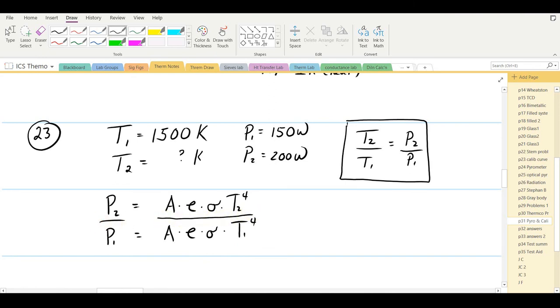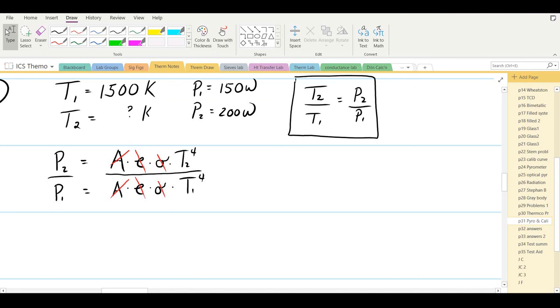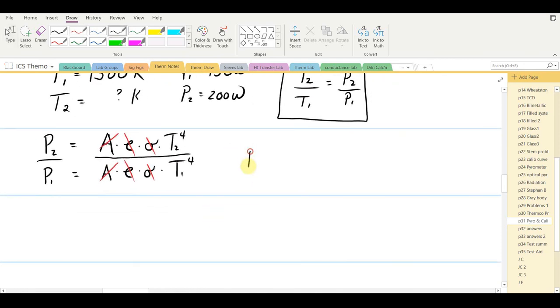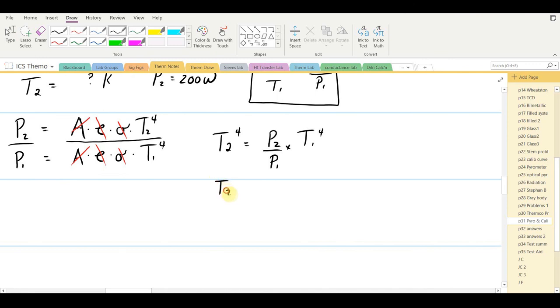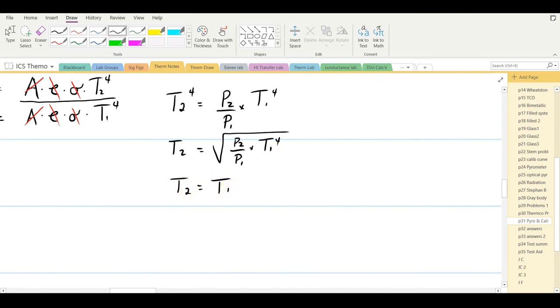Doesn't change equalities. Now in this case, notice that it's the same light bulb, so they have the same filaments, so the surface area will be the same. It's the same emissivity because it's the same filament. And sigma is a constant, so what's that leave us with? Ratio of powers is equivalent to the ratio of temperatures to the fourth power. They're not linearly related at all. So I could write T2 to the fourth power is equal to P2 over P1 times T1 to the fourth power. And I could say T2 would be the fourth root of P2 over P1 times T1 to the fourth power. And I can write that as T2 is equal to T1 times the fourth root of P2 over P1. That's the relationship that's actually true.